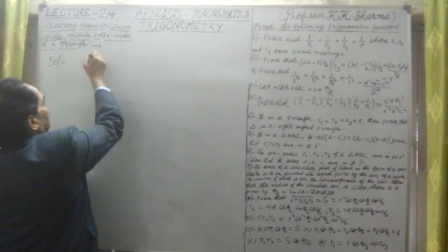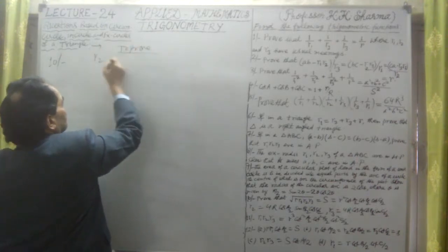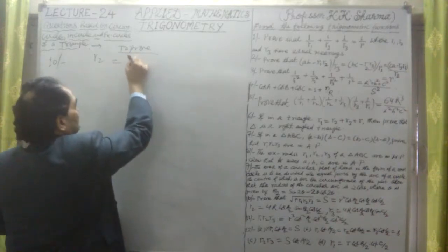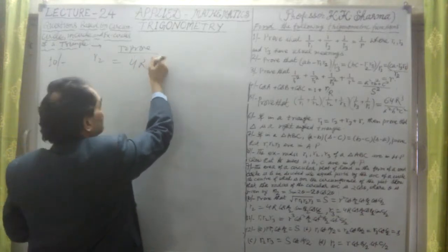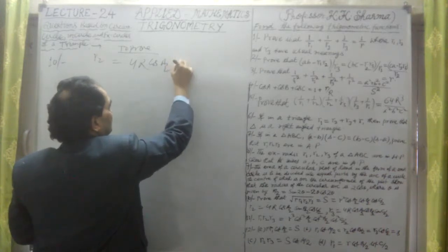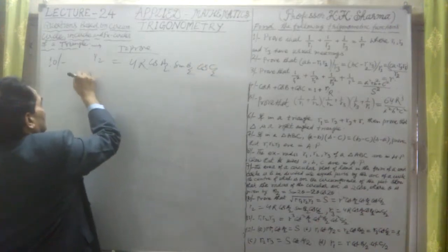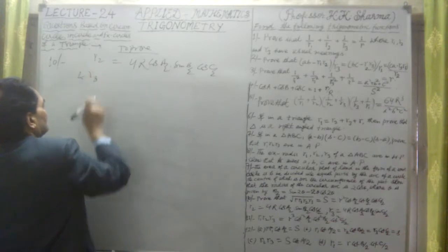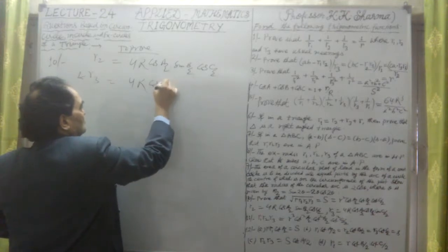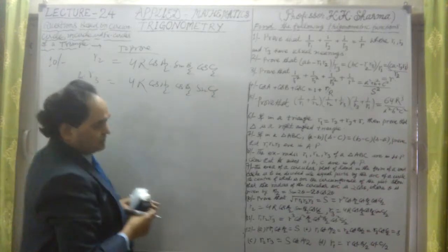Now, second part, this is to prove. In question number 10, 2 more parts are there. Prove that R2 is equal to 4 into capital R into cos A by 2 into sin B by 2 into cos C by 2. We have to prove. And R3 is equal to 4 into R into cos A by 2, cos B by 2 into sin C by 2. These 2 parts also we have to prove.